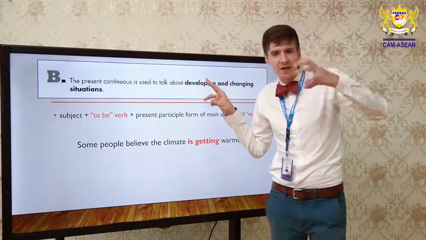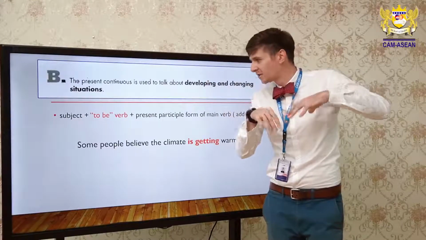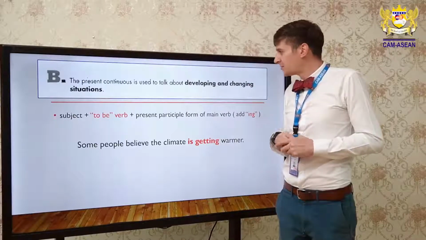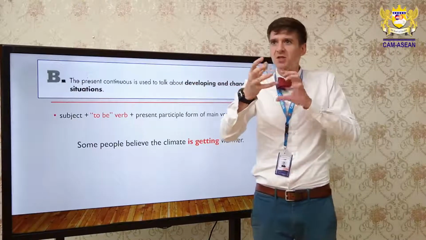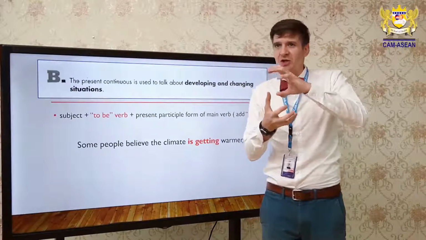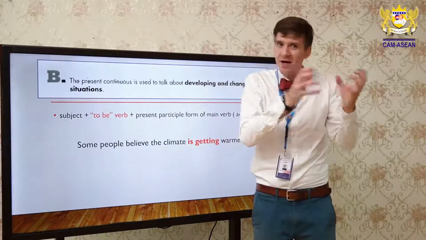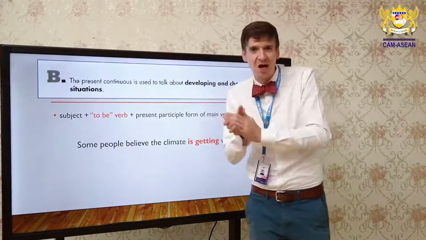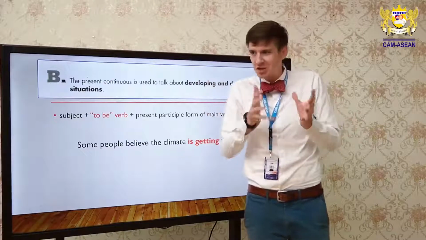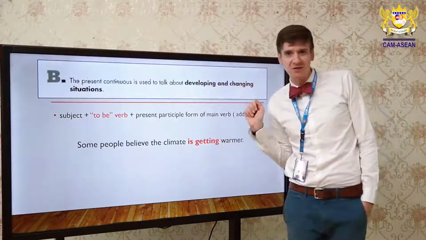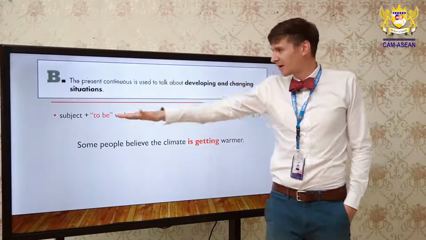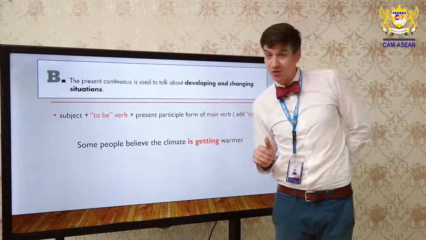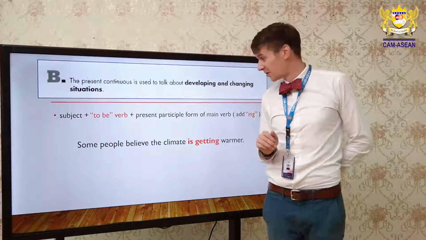If something is developing, it means it's happening kind of like right now. Maybe we can look at an example there. If something is developing, like the situation is changing. The situation is getting worse, it's getting better, it's developing. It's continuing on. Improving, not improving, it's changing. It's a changing situation. So again, we're looking for our subject, our to be verb and the present participle of our main verb.